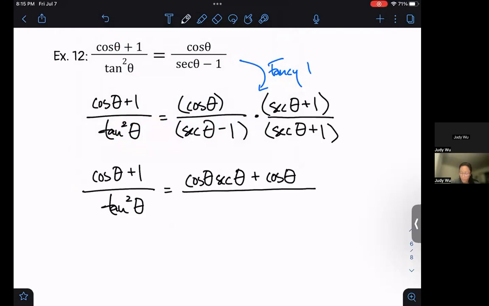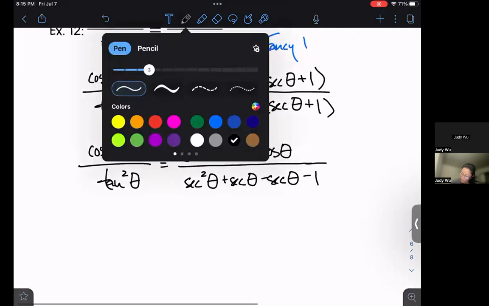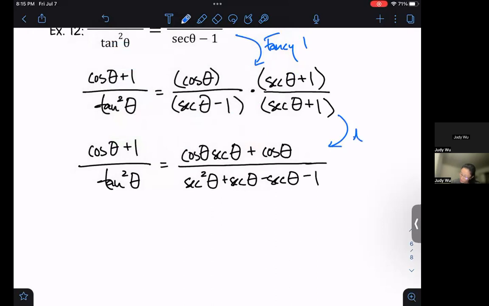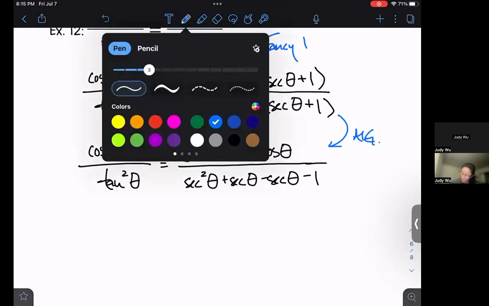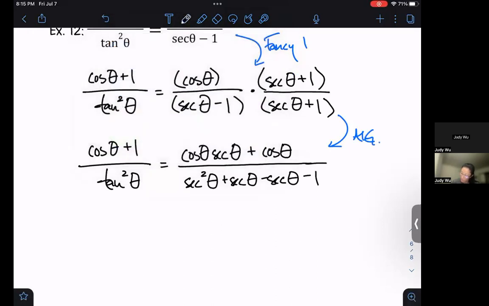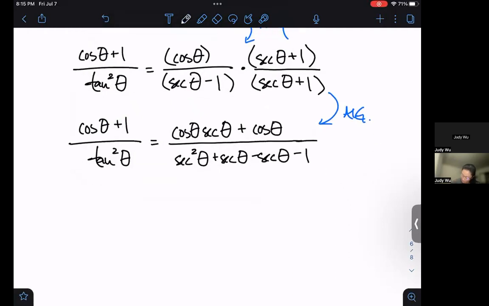And then I'm going to FOIL the bottom. That's going to give me secant squared theta plus secant theta minus secant theta minus 1. Okay. And so we'll just call this algebra. All right. I know it's a lot of writing, but folks, I do this every year for every class, so I encourage you to do it as well.